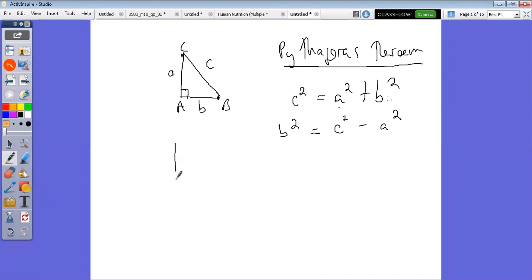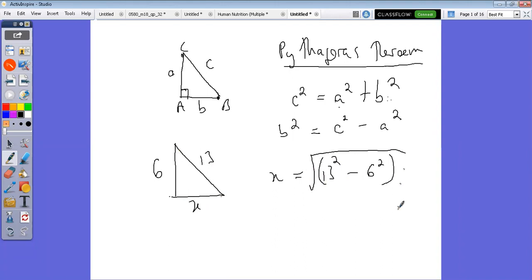So for example, if this is 13 centimeters and this is 6 centimeters, to find this side, because it's not the longest side, I have to subtract the squares. So to find x there, I have to say 13 squared minus 6 squared, square root, like that. Are we together there? Clear? Yes, sir.